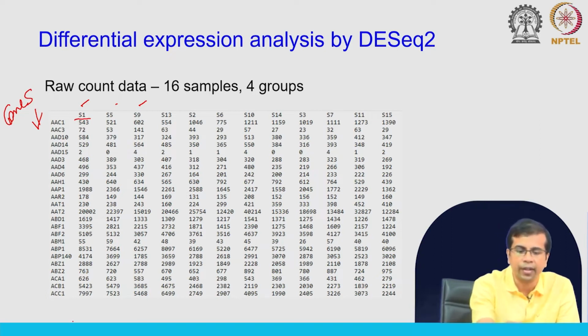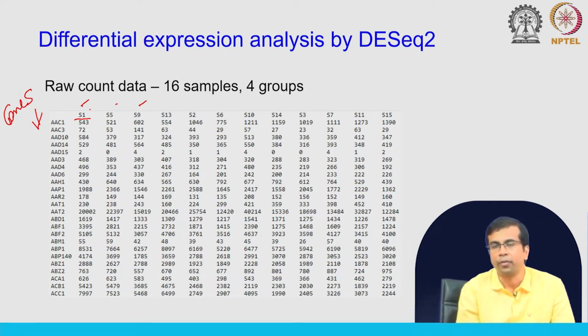So, you can see for gene ASC1 in sample 1 you have 543 reads mapping to this gene, okay. These are ordered in such a way that the replicates are side by side. So, S1, S5, S9, S13, these are replicates of each other, okay. So, this is how these are organized, okay. Again we have a list of 6,000, 7,000 genes for which you have this count data.